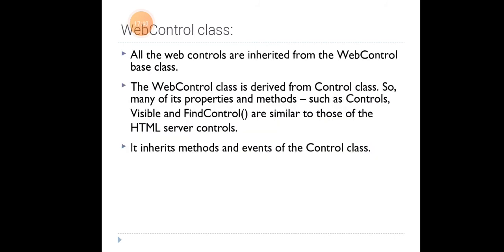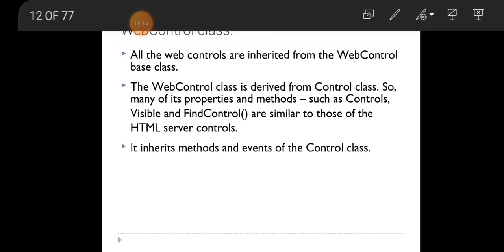Next, web control class. All the web controls are inherited from the web control base class. All the HTML controls are inherited from the HTML control base class, and all the web server controls are inherited from the web control base class. The web control class is derived from the control class. So many of its properties and methods such as controls, visible and find control are similar to those of our HTML server controls. It inherits methods and events of the control class.